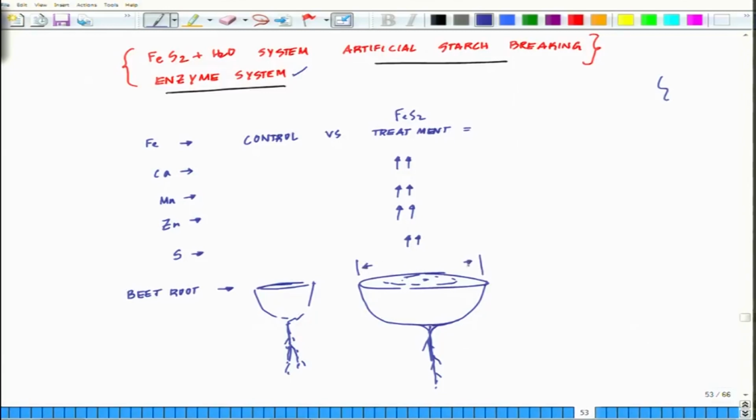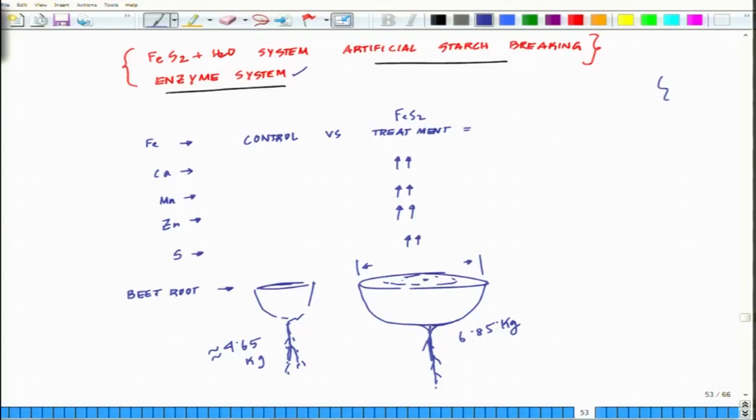So, it is found that there is significantly higher beet production by nano-FeS2 seed treatment, and the total yield of control and FeS2 pre-treated is, in the case of control, approximately 4.65 kilograms, whereas in the case of FeS2 treated, it is almost 6.85 kg.